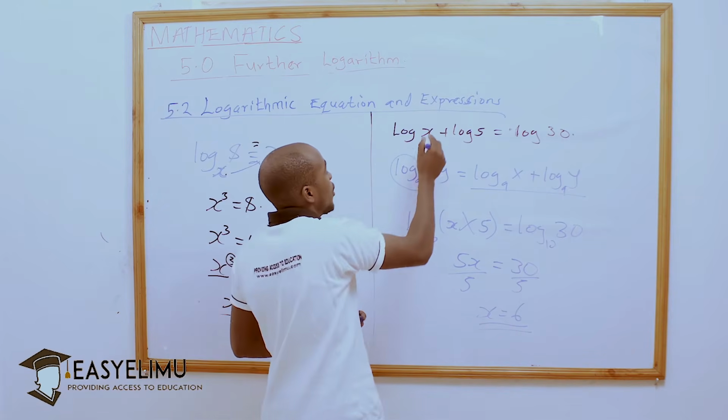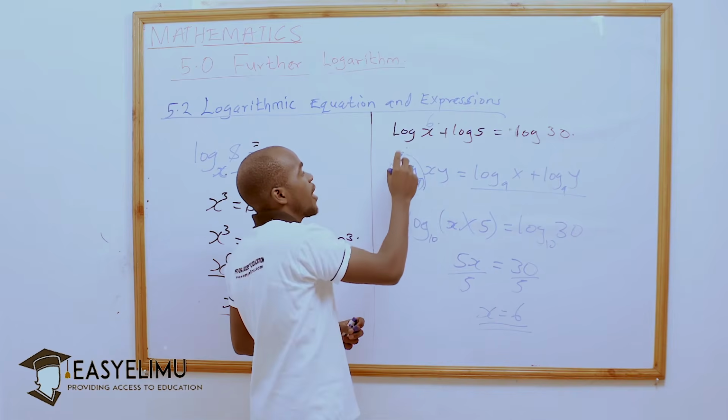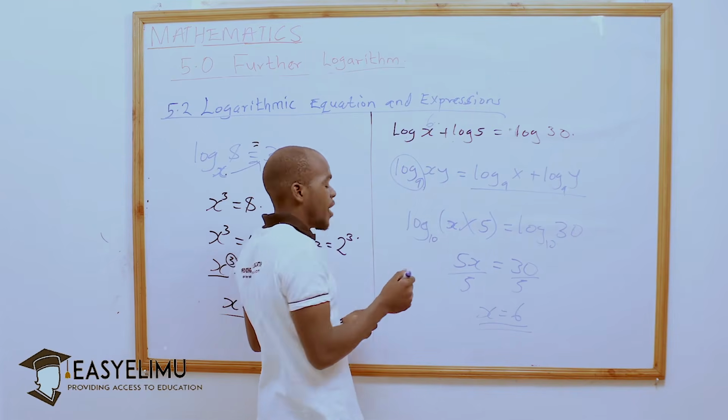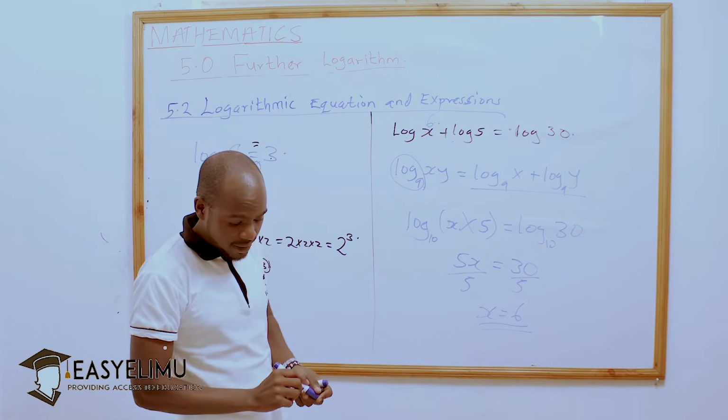Such that if we place here 6, you will find log of 6 plus log of 5 is going to give us log of 30.